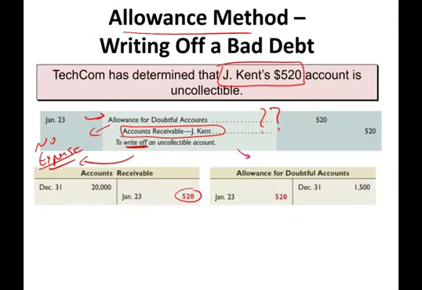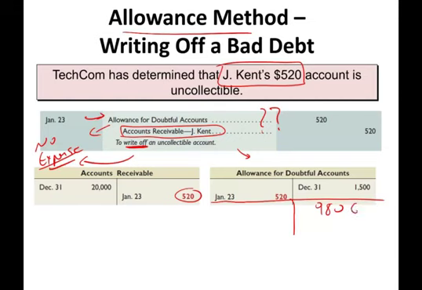Now I'm going to focus on the allowance for doubtful accounts, and I'm going to give you some very important rules. So please listen carefully and take notes as I go over those rules. If I ask you right now, what is the balance in the allowance for doubtful accounts? Well, $1,500 credit, $520 debit. The balance is $980 credit.